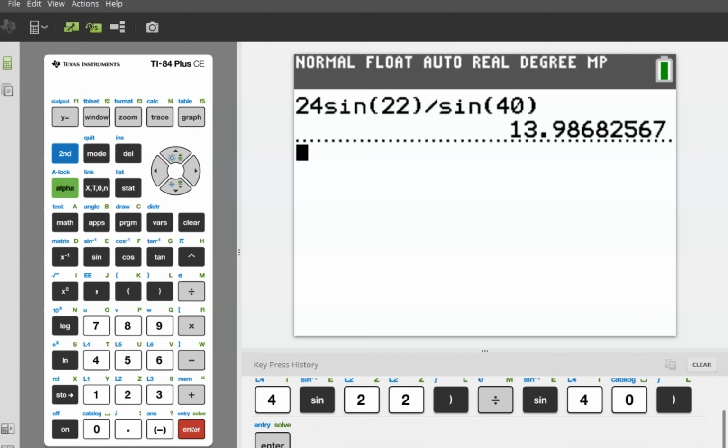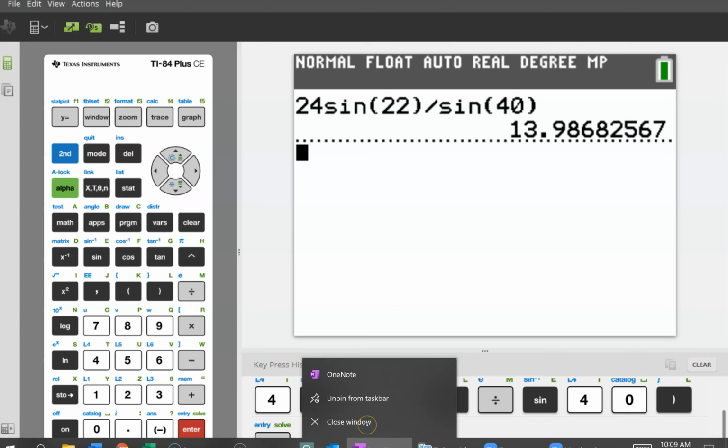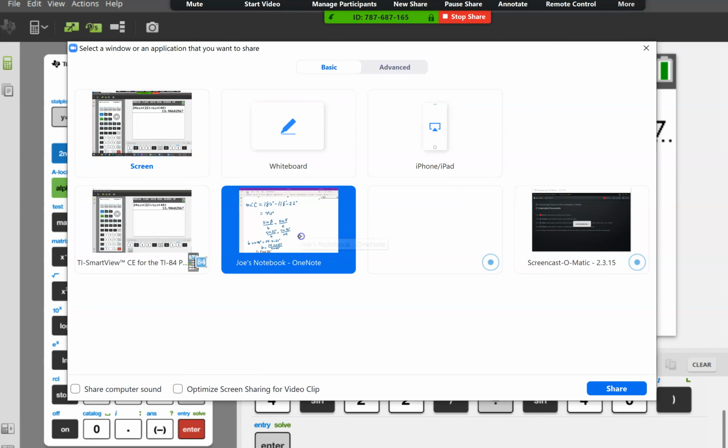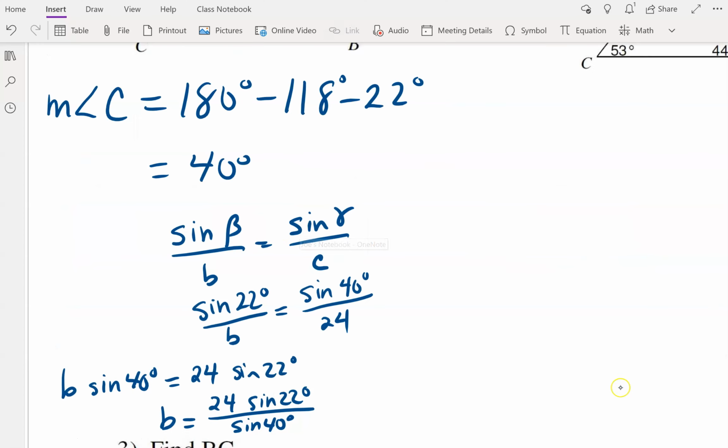And we get 13.9868. I believe in Hawks it typically asks you to round to 4 decimal places, if I remember correctly. That's what I will ask you to do on different worksheets, is to round to 4 decimal places. So I just have those 4 in there.